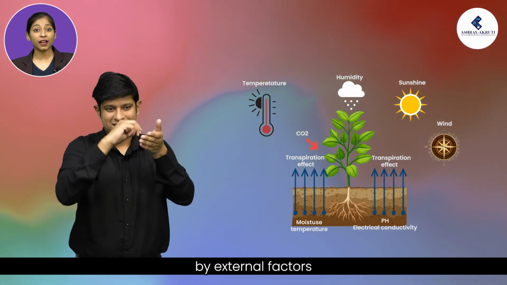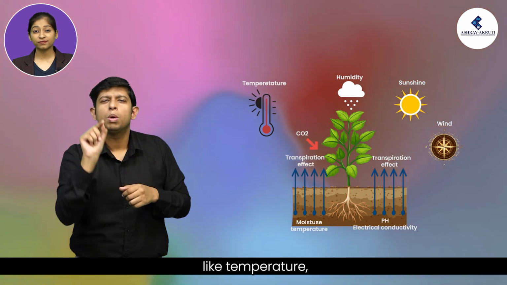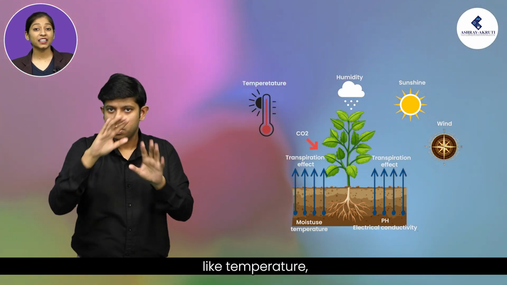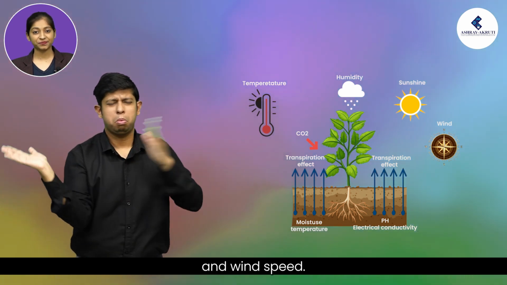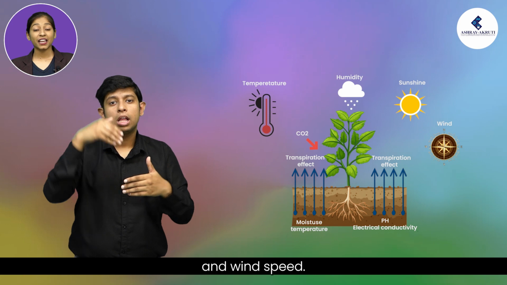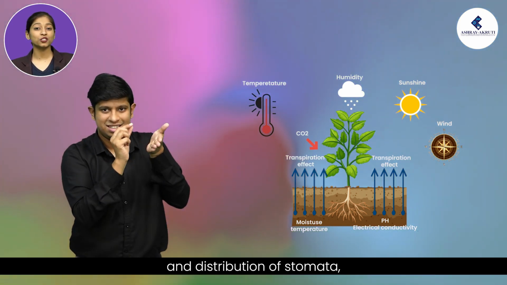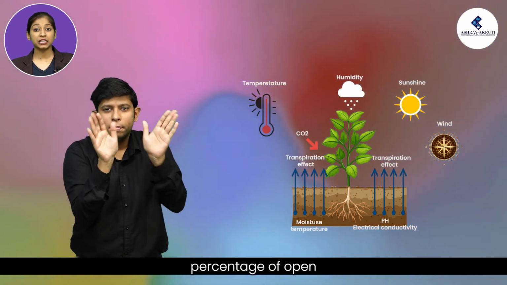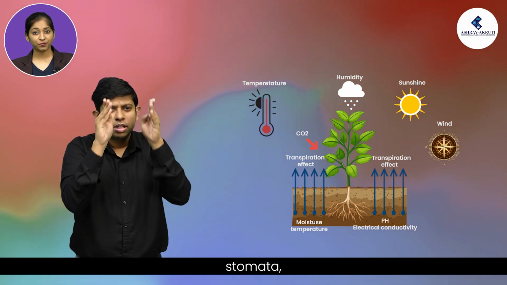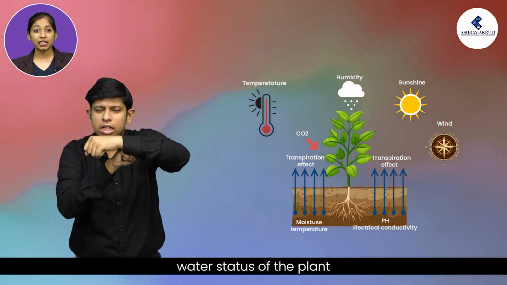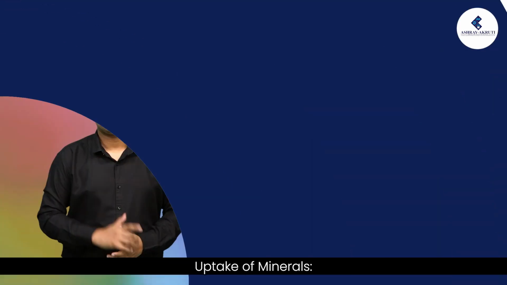Transpiration is affected by external factors like temperature, light, humidity, and wind speed. Internal factors include the number and distribution of stomata, percentage of open stomata, water status of the plant and canopy structure, etc.